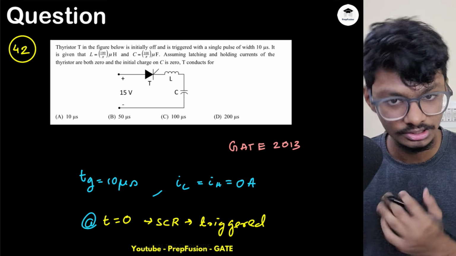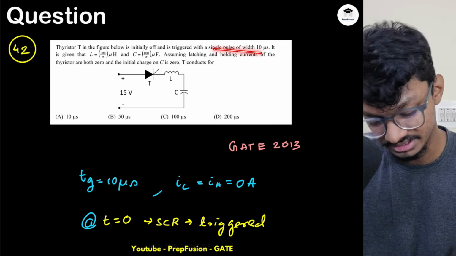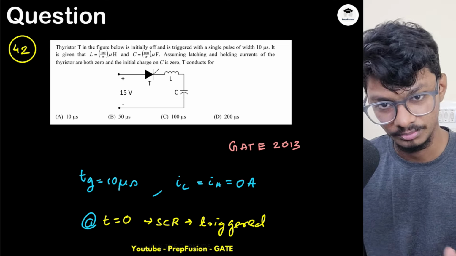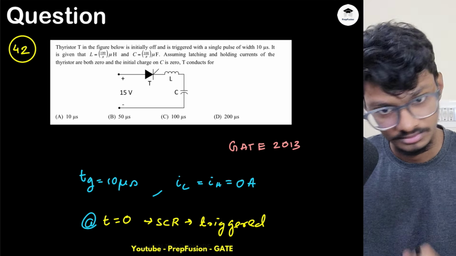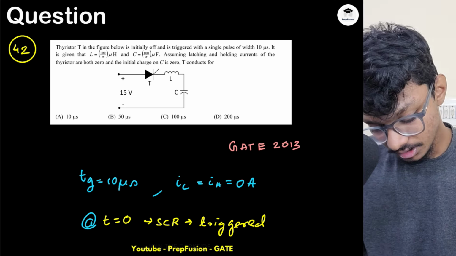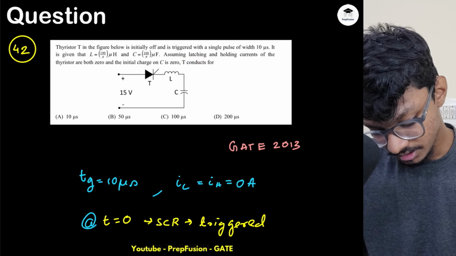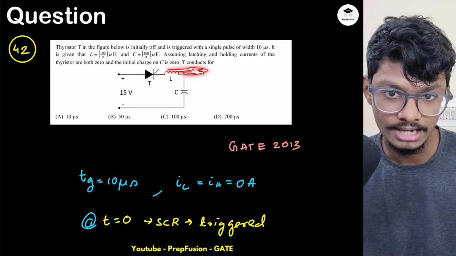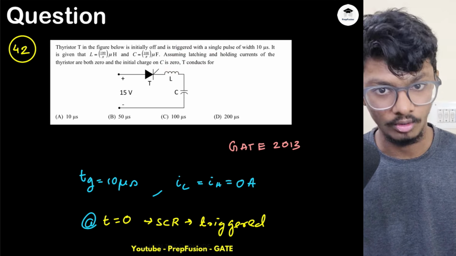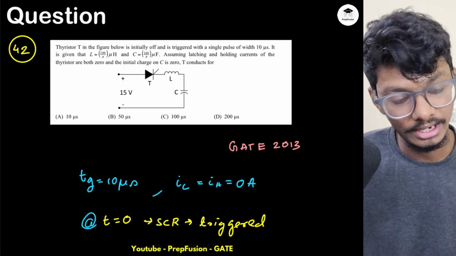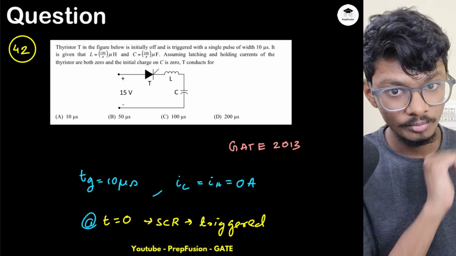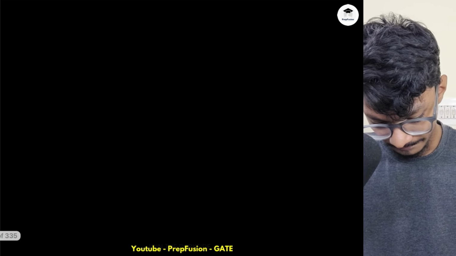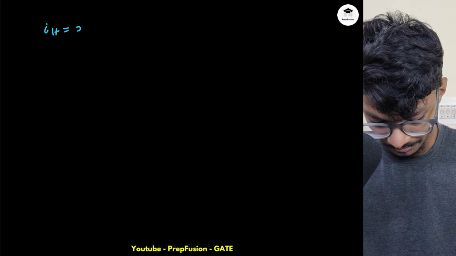Even if I remove the gate pulse, it will still be on, but still it has been given a gate pulse of 10 microseconds. It doesn't matter, even if I had given 1 microsecond or 1 nanosecond, it would have been on. Now assuming latching and holding currents to be the same, how much time will the SCR be on? Like I told you about natural commutation, in natural commutation the current needs to go below the holding current. So here the holding current is 0 amperes.